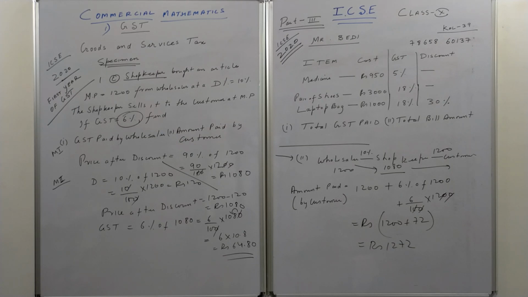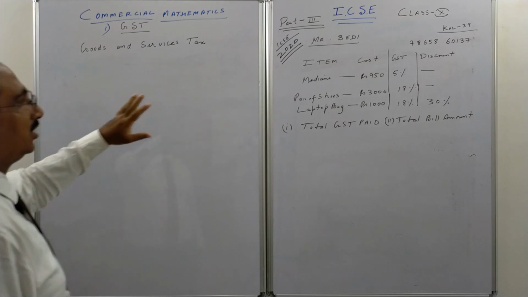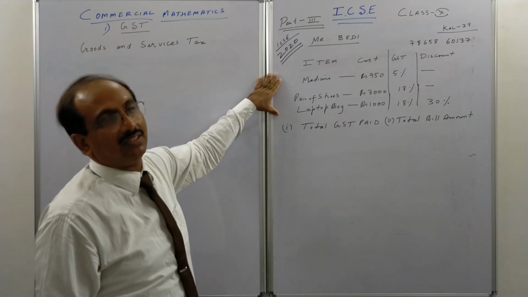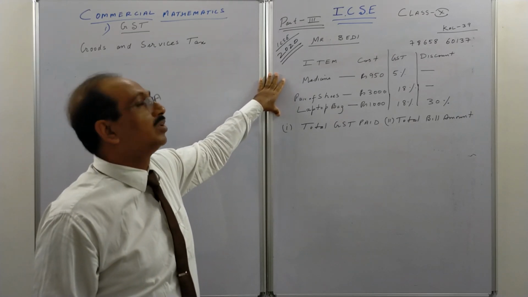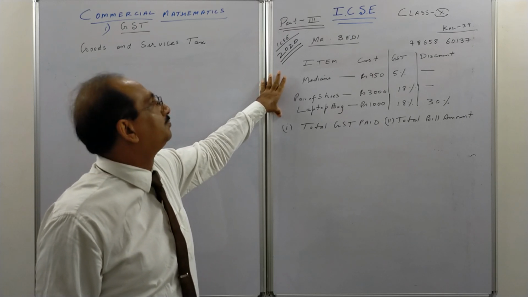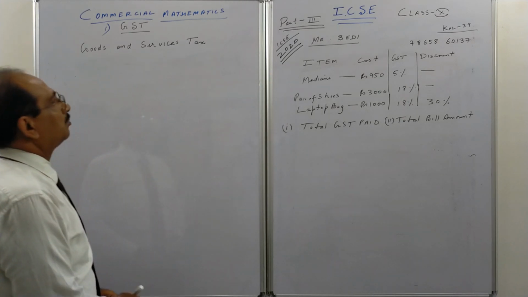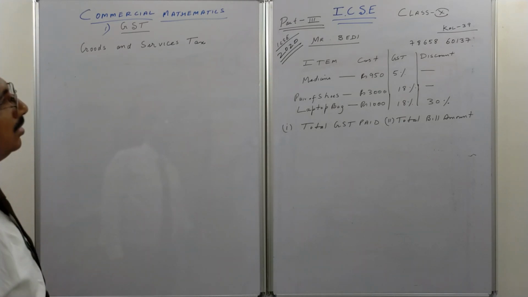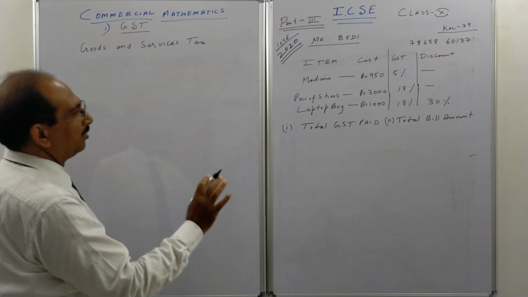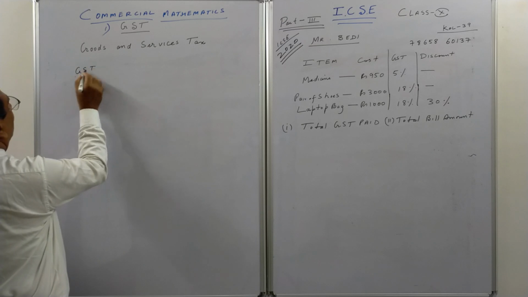So pause the video and copy, then we go to the very last question from ICSE, that is year 2020. So here we go to the ICSE 2020, which was the first question in ICSE. This year they had GST coming up in the question paper for the first time. So see, item, cost, discount. First see what we have to find, total GST.